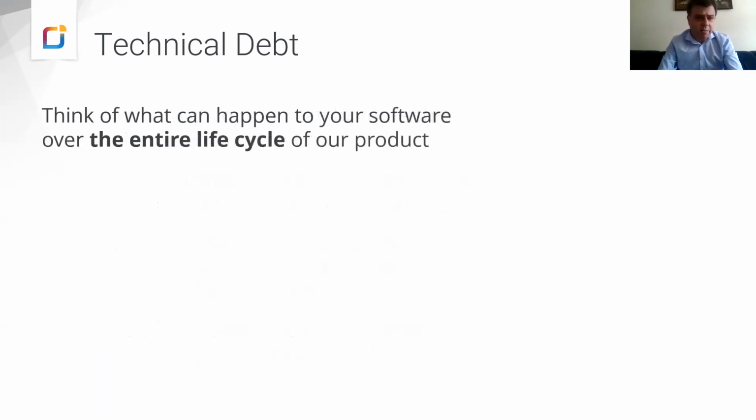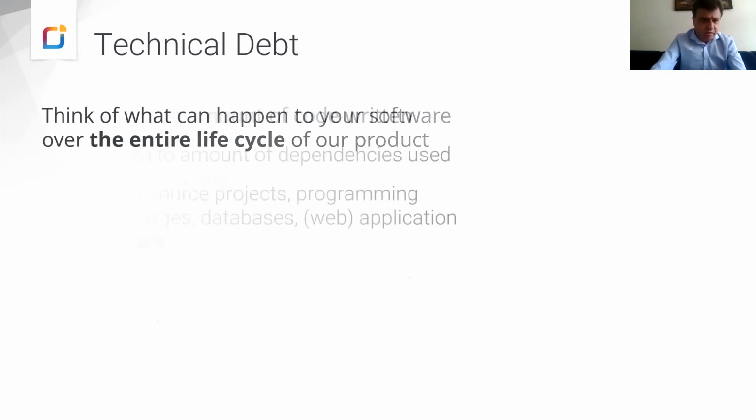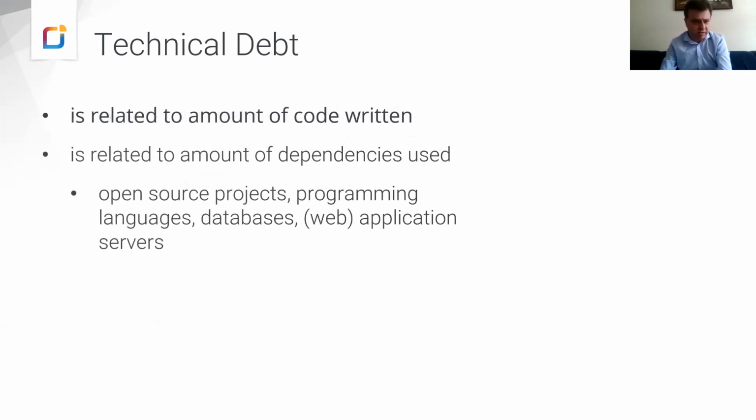So if I'm talking about technical debt, I think about what can happen to our software, to our solution, over the entire life cycle of our product. And of course, it's related to the amount of code written. The more code we write, the more we have to own and upgrade, but it's also related to the amount of dependencies we use, and also manage and deploy. Say open source projects, even simple dependencies, but also programming languages, databases, web application servers, and so on. So everything that you are currently managing, you have to take care of.